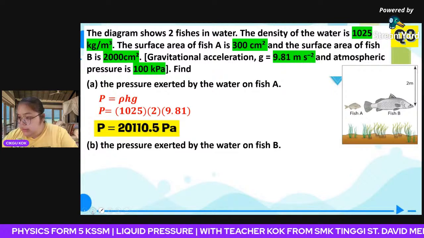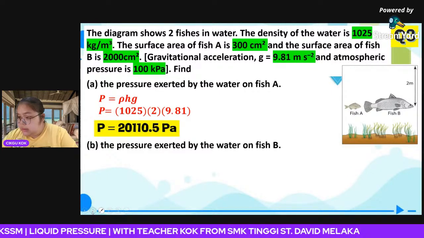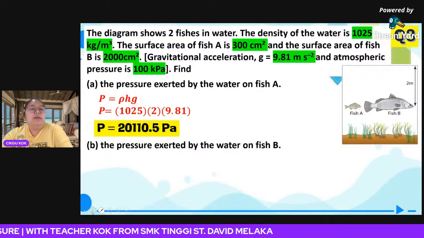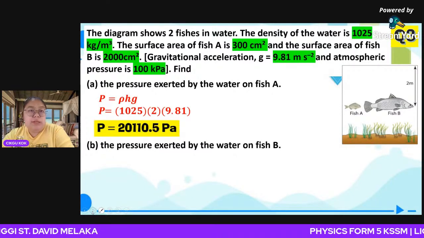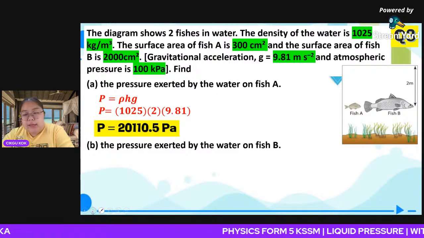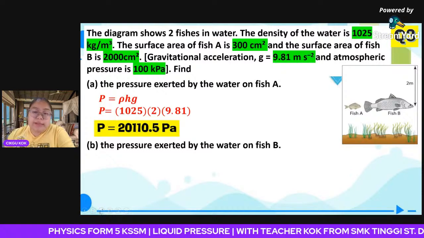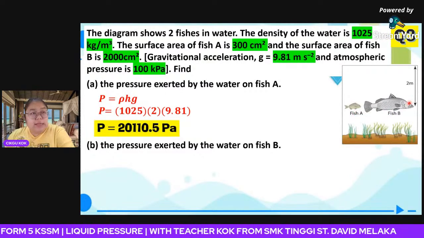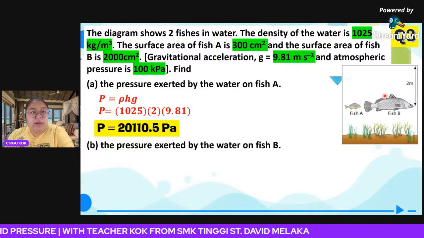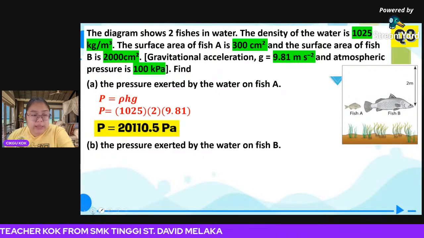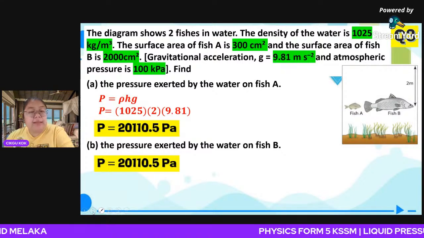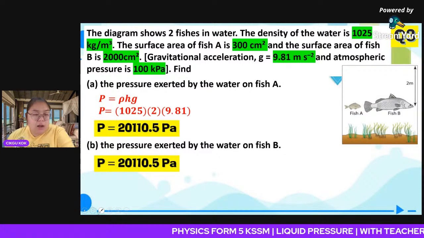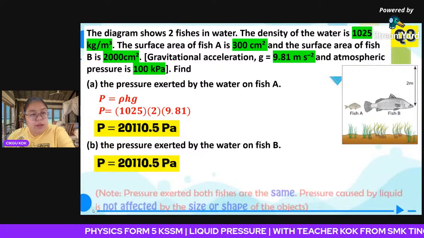Okay, the others. Haisin can answer. Got any changes or not? Now the pressure of the water acting to the fish B. You will give me the answer is the same, is it? Actually, that's the same because same level should be the same pressure. The level is the same, the pressure is the same, but the surface area is not related. Totally not related. So the answer is still the same: 20,110.5 pascal. Now we go and find another one.